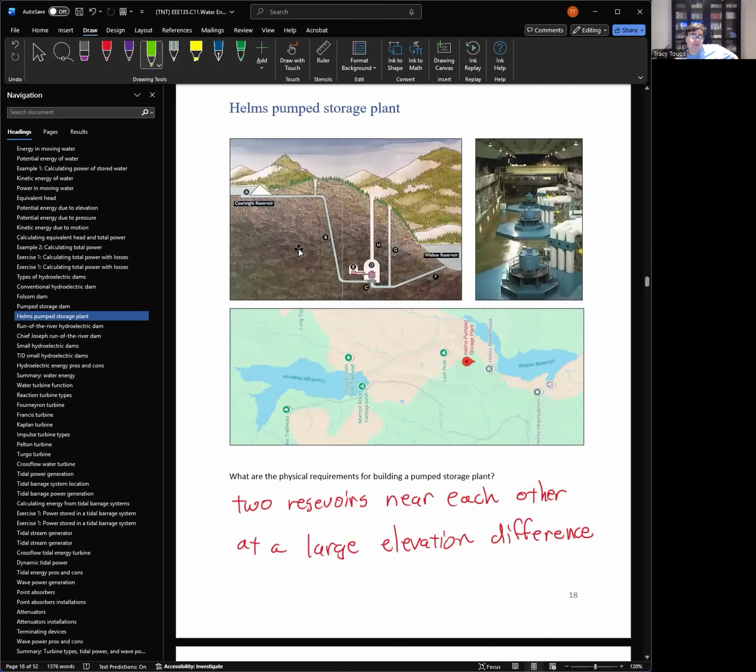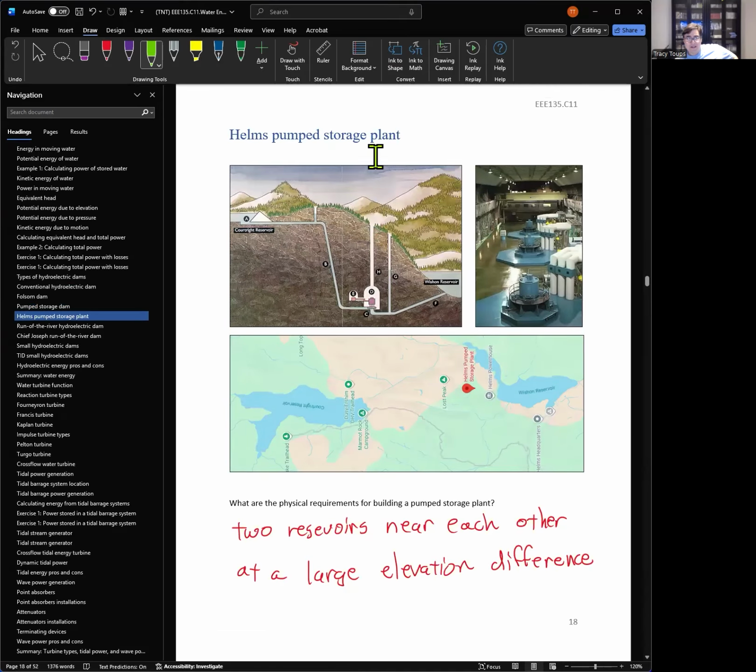The most famous one in California is called Helms Pump Storage Plant. I believe it's 2 hours east of Fresno, so it's kind of in the Central Valley, not too far from where I live, because I live in Turlock. Here you have the upper reservoir called the Courtright Reservoir. You're going to have some underground piping to go down to the turbine and the generator, and it's going to pump out to the lower reservoir, the Wishon Reservoir. It's all about pumping water uphill or letting water flow downhill to release energy to the grid or absorb energy from the grid. It's one of those two.